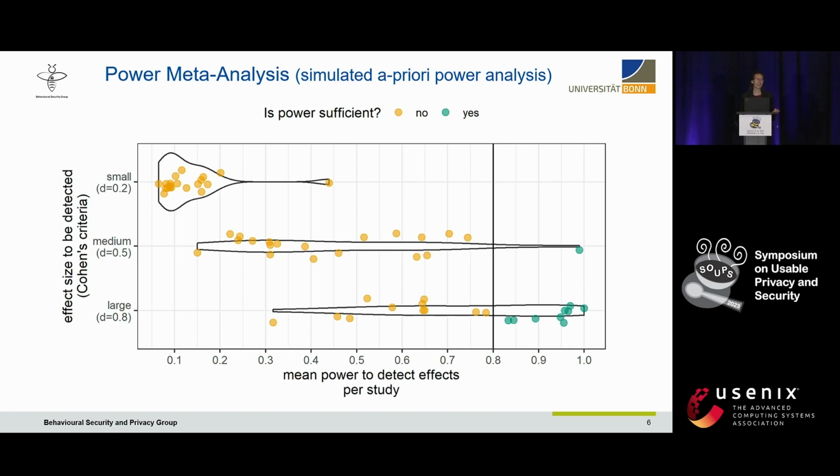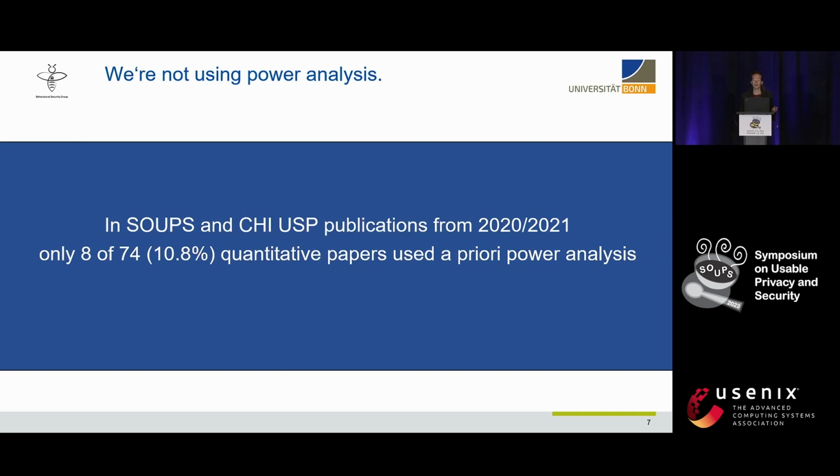And I'm really sorry to say, no, we don't currently have the power, at least for small and medium effects. And as you can see here at the top of the graph, even the study that had the most power to detect these small effects still had less than 50% of power. So this is basically a coin flip of whether you can find an existing small effect or not. So in general, we're probably missing a lot of small and medium effects. And no wonder, because power analysis, so checking whether you have the power before you do a study, is just not that common in our field. And in 2020 and 2021, only about 11% of quantitative papers actually used a priori power analysis.